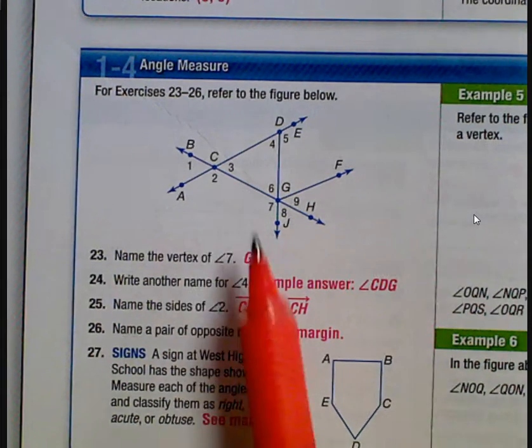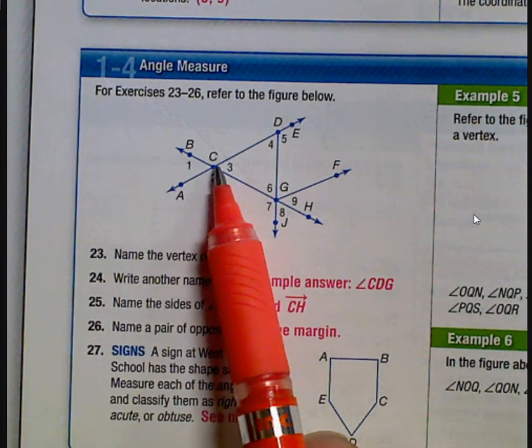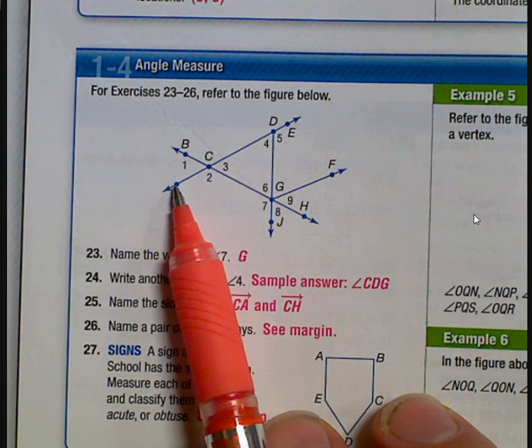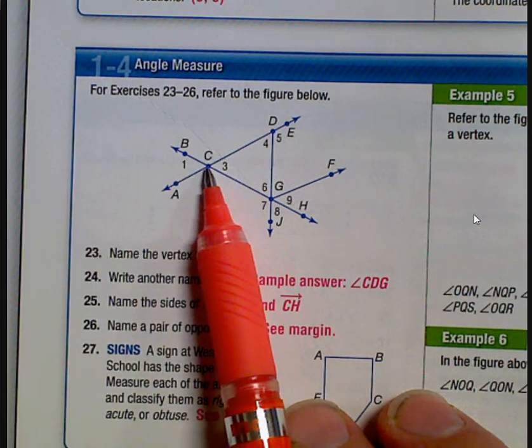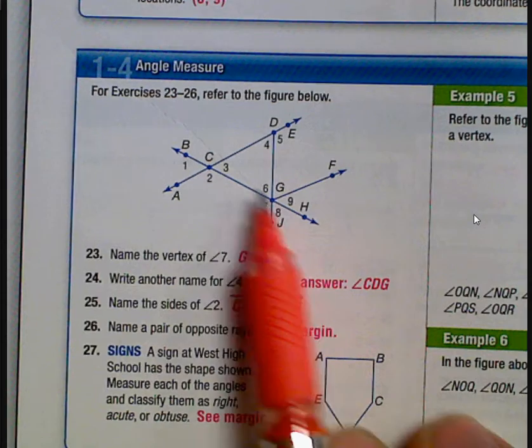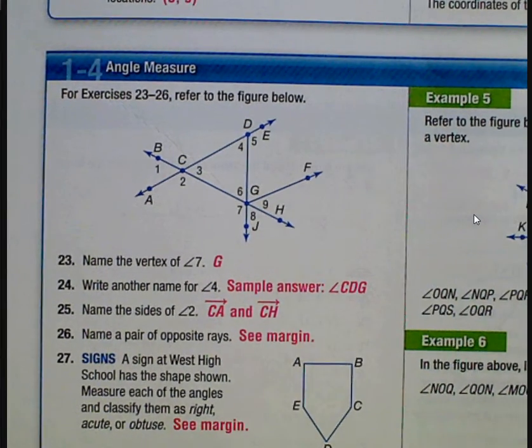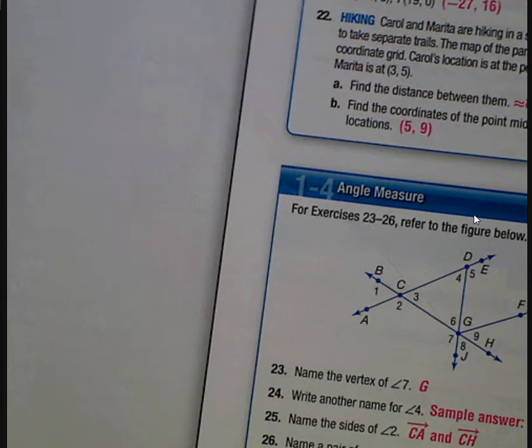Name the sides of angle 2. My rays would be CA and CG or CH. Those are the same. So number 27, or sorry, number 25, yep, CA, CH. And then do we have 26? Yep, 26. Name a pair of opposite rays.